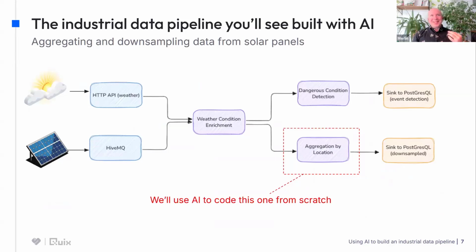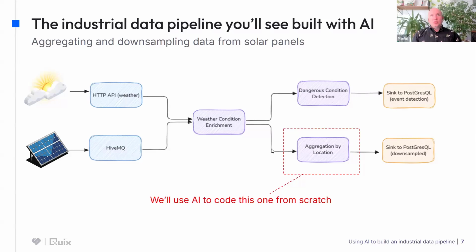However, we won't be building anything so complicated in this demo. So I'm going to stick with the first use case because it allows us to create something a little bit simpler, but still representative of an industrial monitoring pipeline. Here we're going to have data coming from a simulated solar farm, and we'll have an HTTP API producing weather data, and we're going to enrich that raw MQTT data with the weather conditions.